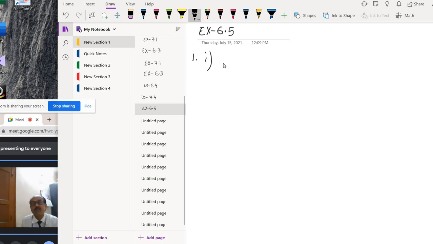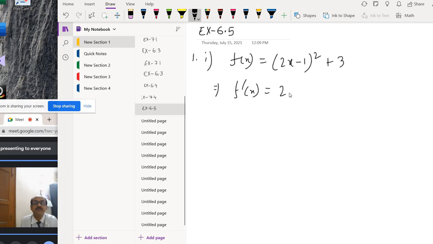Find the maximum and minimum value of f(x) equal to (2x minus 1) whole square plus 3. So find its derivative. First, f dash x, the first order. So f dash x equal to, differentiate both sides with respect to x.